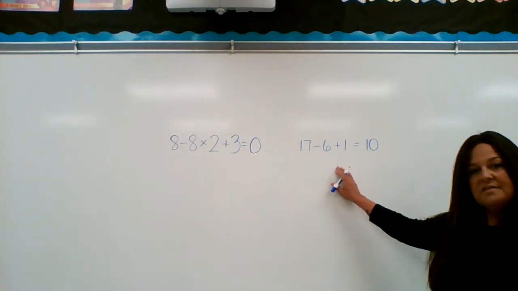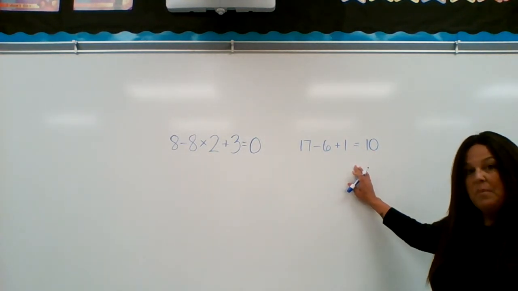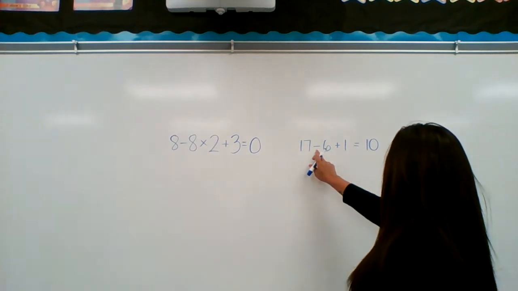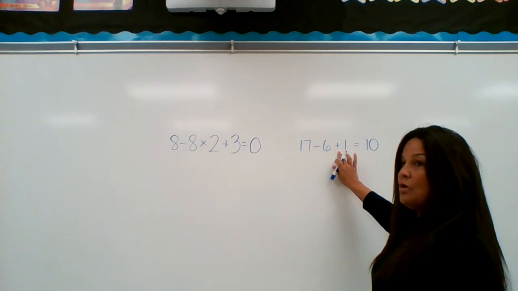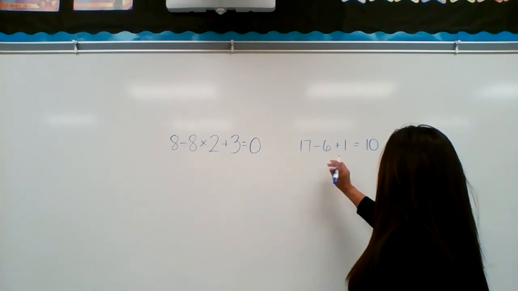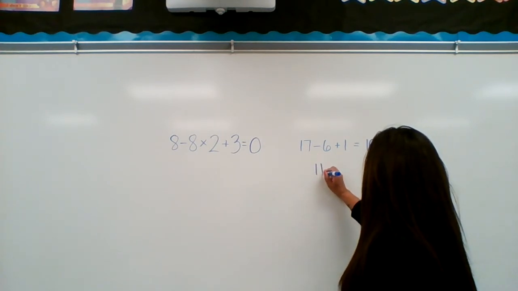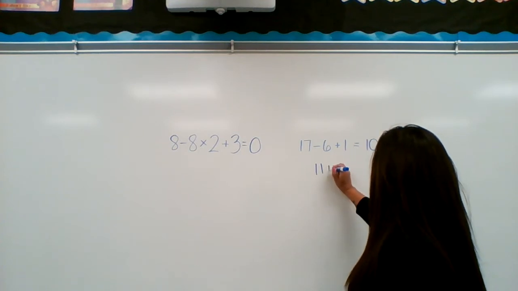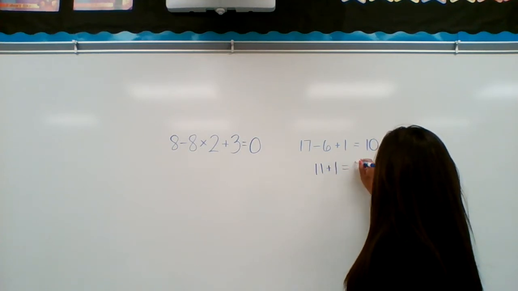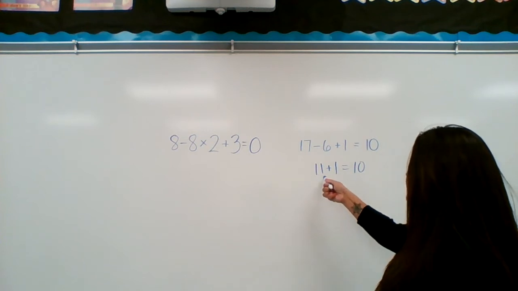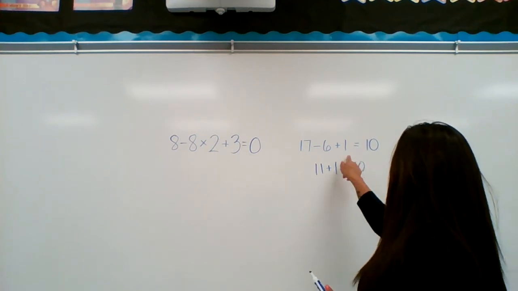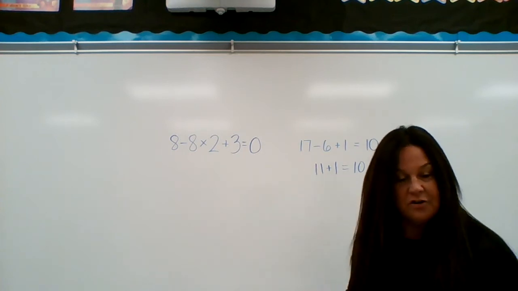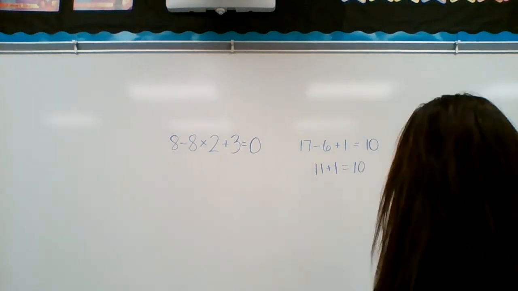So if I were to solve this equation using what we know about order of operations, I only have subtraction and addition here. So I'm going to work from left to right. 17 minus 6 is 11. And then don't forget to bring down the 1 equals 10. So 11 plus 1 definitely does not equal 10. So I know that I need to add brackets here to make this equation true.